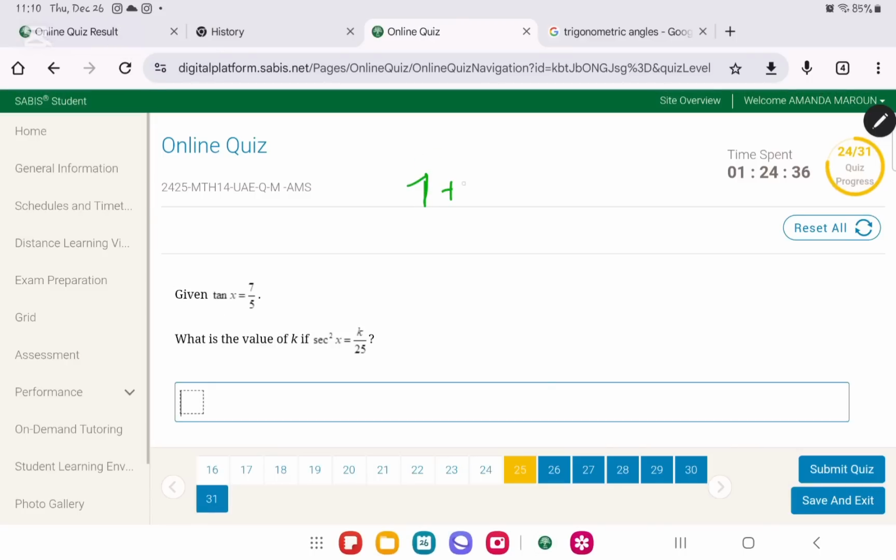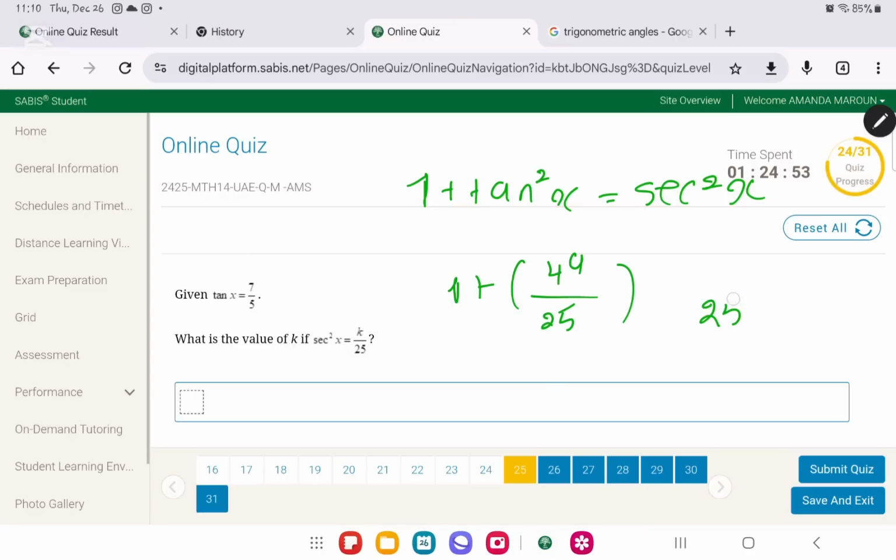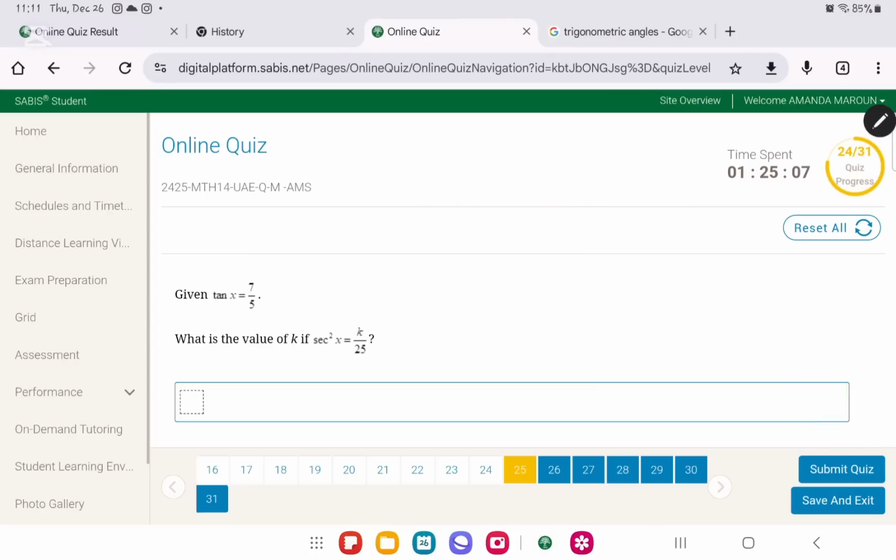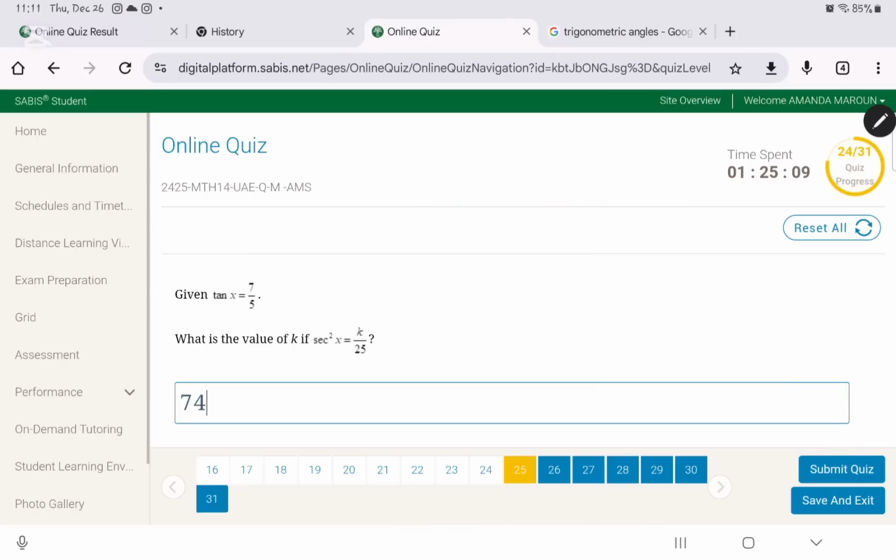We know that 1 plus tangent squared x is equal to secant squared x. So very simply, it's 1 plus 49 over 25. So that's 25 over 25 plus 49 over 25. That means it is not 64, it's 74 divided by 25. That means our answer over here is then 74.